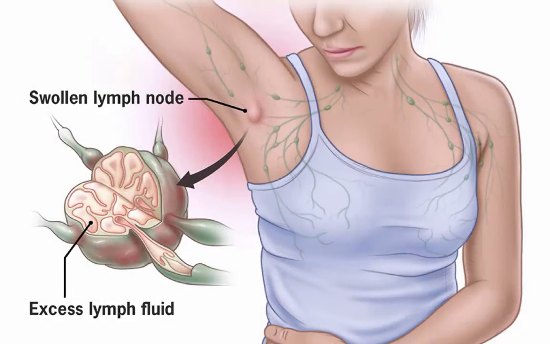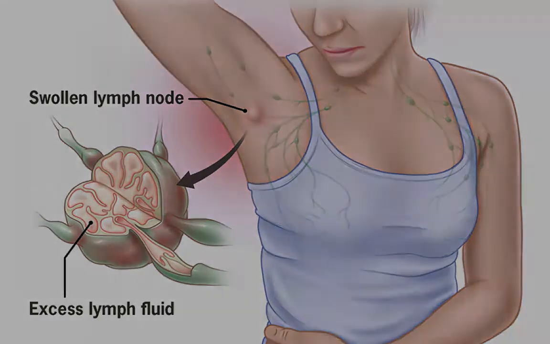Lymph nodes are sites where many lymph vessels meet, and where lymph is filtered and cleansed before the lymph travels back to the blood at the heart. A swollen lymph node may indicate an infection.